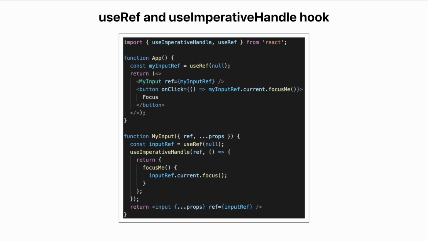The parameters passed to useImperativeHandle are the ref object, the createHandle function that takes no argument and returns the ref handle we want to expose, and the optional dependencies, the list of all reactive values that are referenced inside of the createHandle method. The useImperativeHandle hook returns undefined.